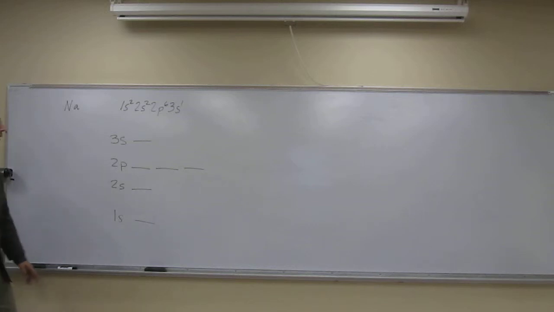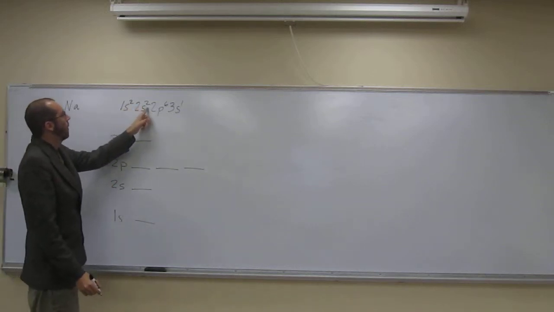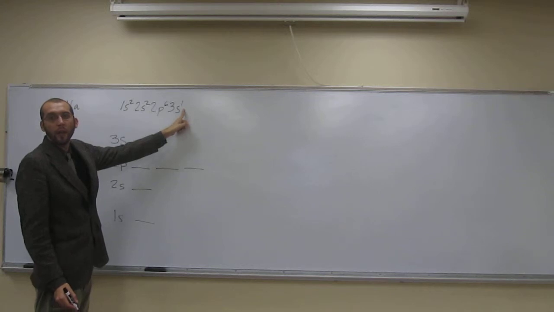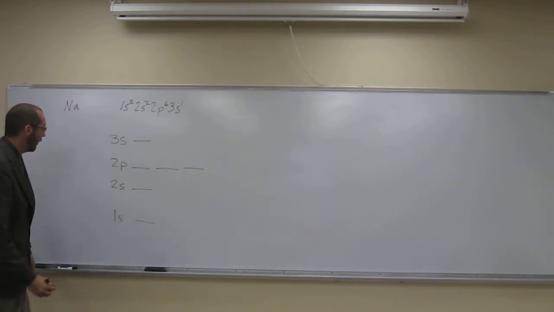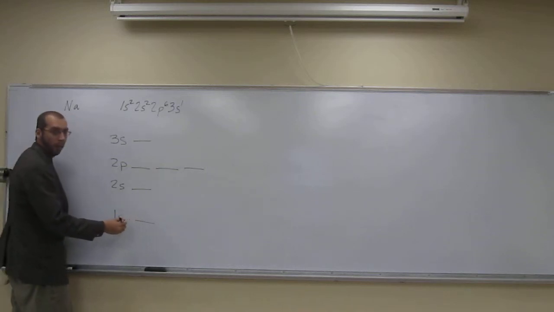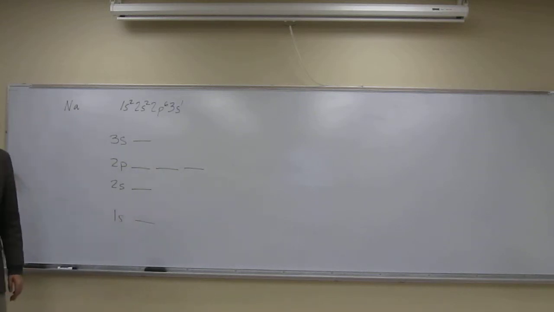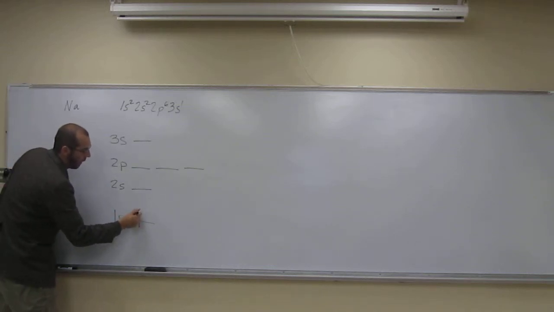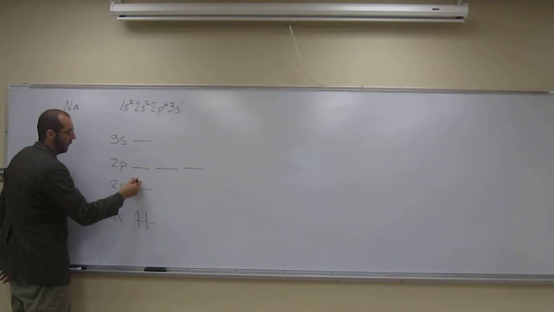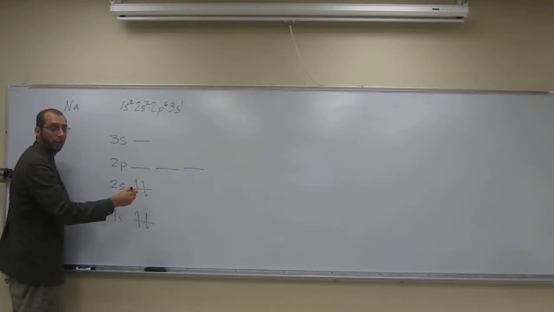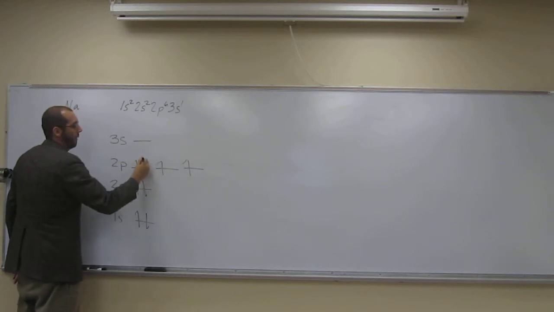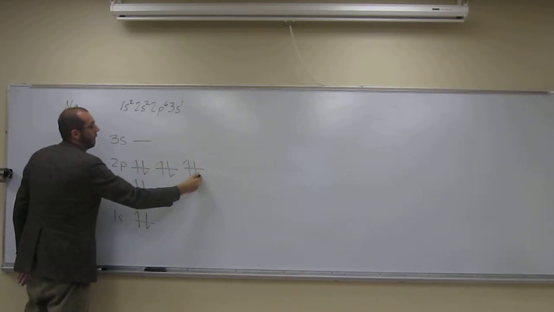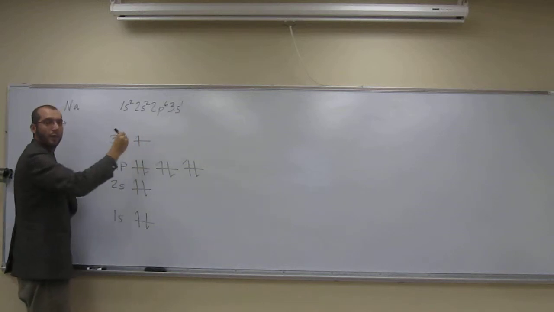Now we want to fill up the electrons. So 2, 4, 10, 11. We have 11 electrons, and we better have 11 electrons here. How do we fill them up? Remember the Aufbau principle, Hund's rule, and the Pauli exclusion principle. So up, and then down. Up, down. Up, up, up, down. Down, down. That one's just up. Very good.